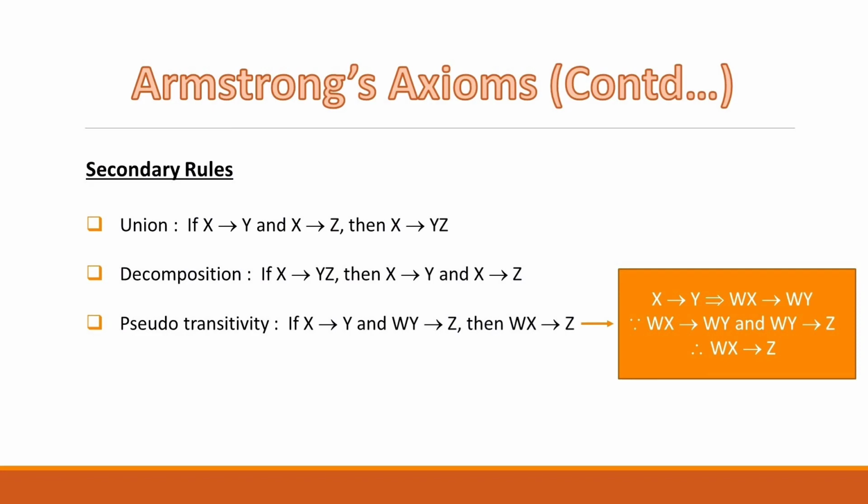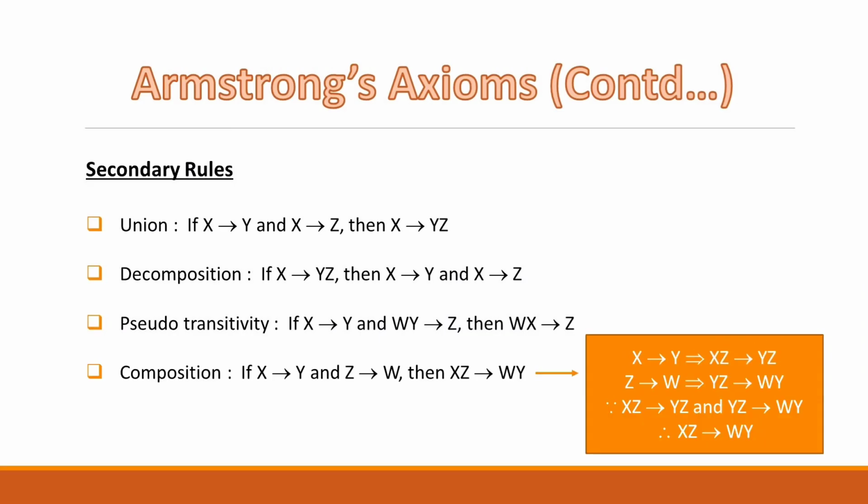We are given a functional dependency from X to Y. From that we can write a functional dependency WX to WY. This is the rule of augmentation. Now we have the functional dependency WX to WY, and we are given the functional dependency WY to Z. So from the rule of transitivity we can say that there exists a functional dependency from WX to Z. So we have obtained the rule of pseudo-transitivity from the rule of augmentation and transitivity.